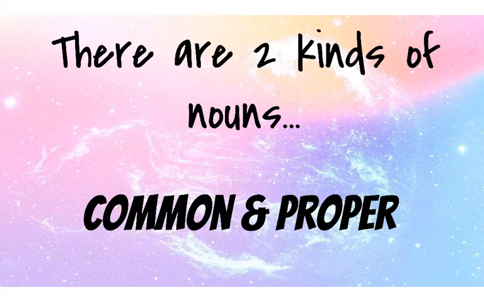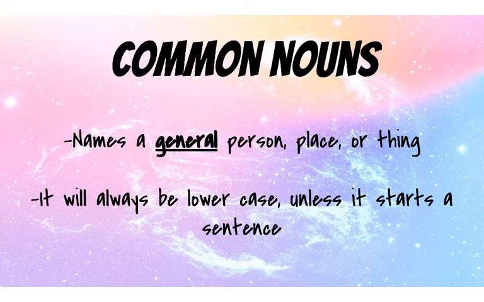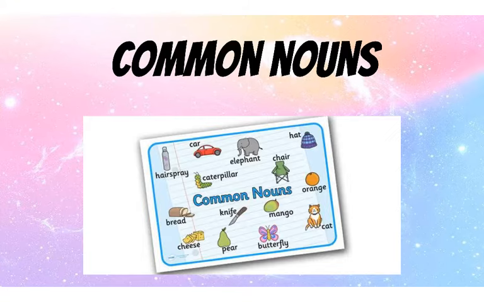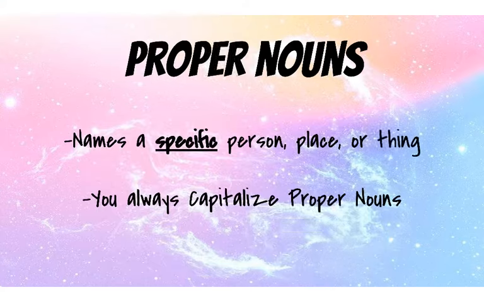So now let's talk about the two different kinds of nouns. The two different kinds of nouns are common and proper nouns. Common nouns name a general person, place, or thing. So something that doesn't have a specific name. It will always be lowercase unless it starts a sentence. So that first letter is always going to be lowercase unless it's at the beginning of a sentence. So some common nouns might be hairspray, a car, caterpillar, an elephant, chair, hat, any of those types of things.